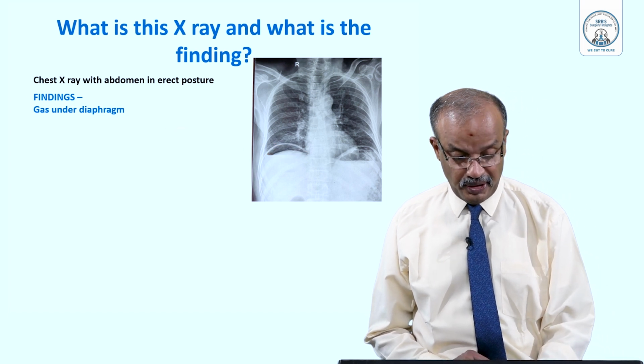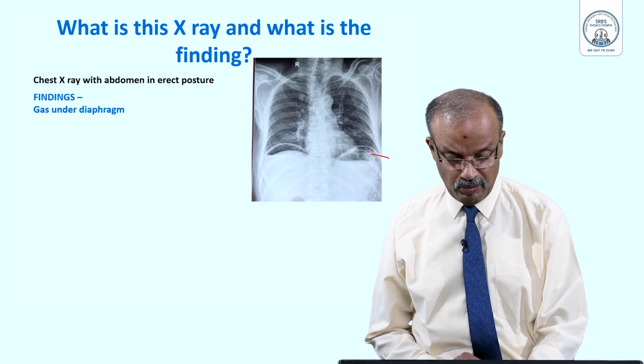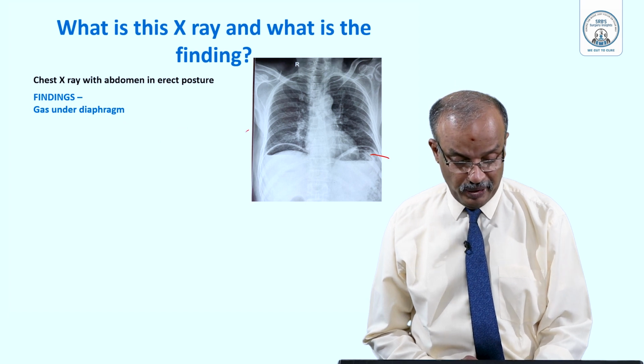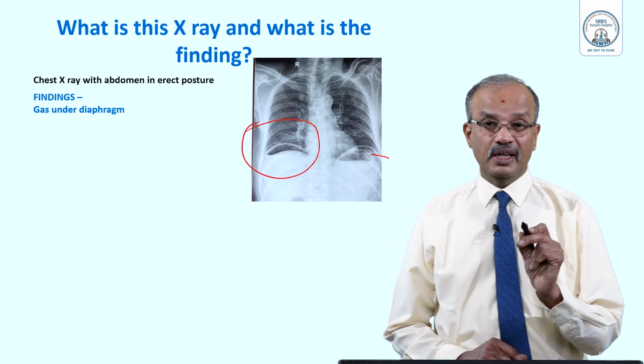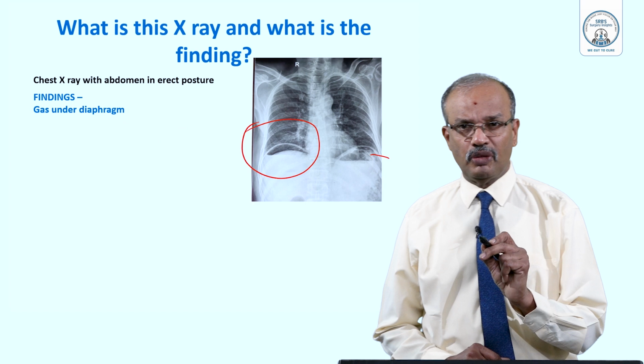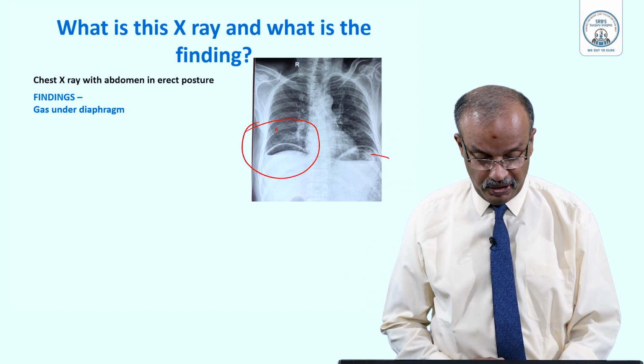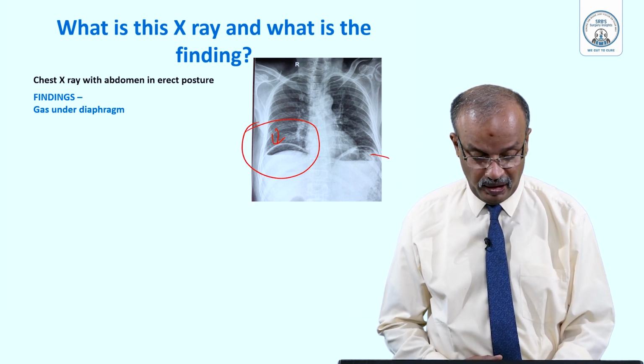And gas under diaphragm, this is the fundus shadow. There may sometimes be gas shadow on the left side also, but mainly on the right side we always look for the gas under diaphragm. Left side sometimes will be there above the fundus shadow. But this is the site you have to see, the diaphragmatic line, the white line is the diaphragmatic line.